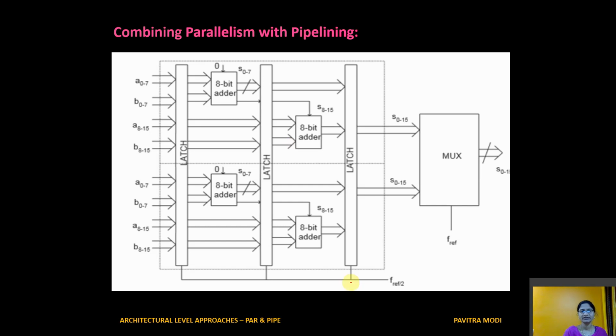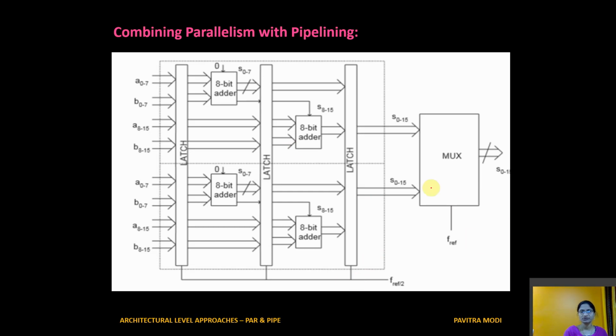And here the frequency, as we have used parallelism, definitely has to be reduced by half. Why? Because I have used 2 copies. But if you are going to use multiple copies, or 4 copies, then definitely the frequency has to be considered as F reference by 4. Here, as I have considered 2 copies, the frequency is going to be taken as F reference by 2.